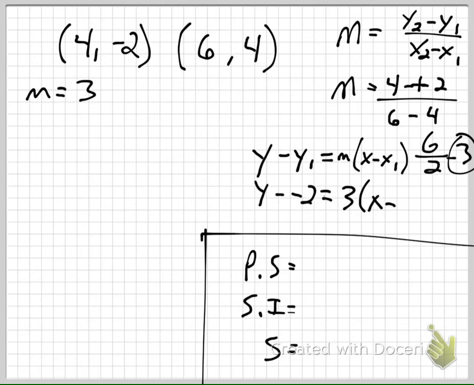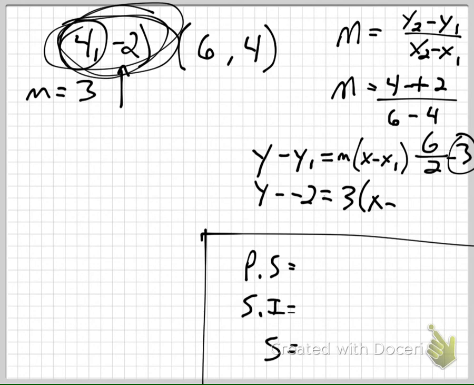Now, hold on. Here's the important thing. If I chose this to be y1, then which one has to be x1? That 4, right? This is the point I'm choosing. Fine. X minus 4. Agreed? Okay. Turn that to a plus. I'm done with point slope form. Y plus 2 equals 3 times x minus 4. How many of you have that for point slope form?